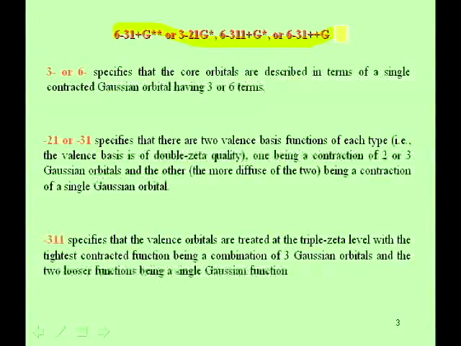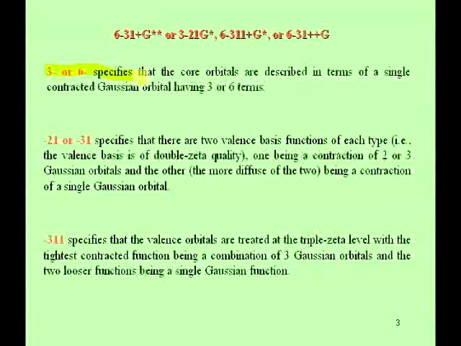Now there's another world of notation rather than these Dunning ones, which are polarization, augmented polarization, correlation consistent. There's the Pople notation that's derived from the kind of basis functions that John Pople's group developed over the years. And they have notations like 6-31G** or 6-311+G*. So I've got to explain what all that means.